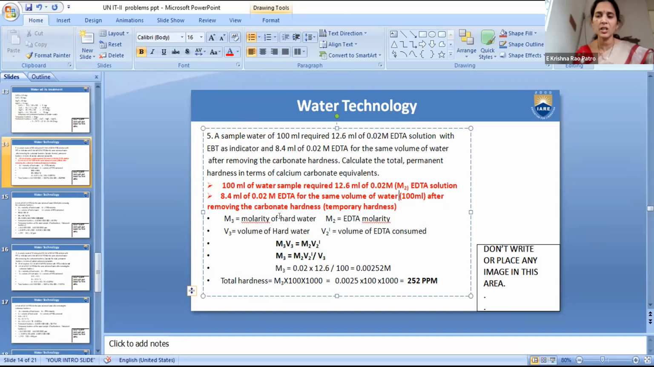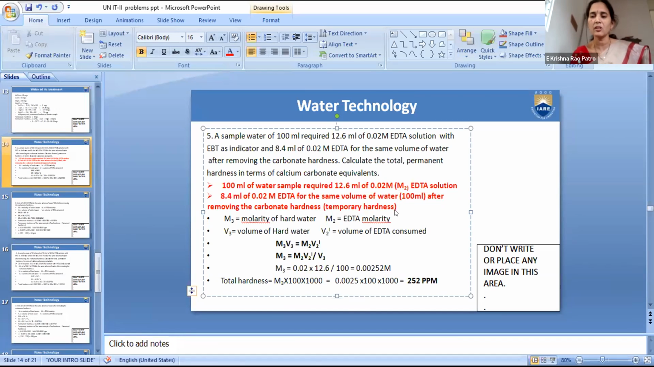Temporary hardness is also known as carbonate hardness. Permanent hardness is known as non-carbonate hardness. Now tell me the 4 permanent salts we discussed: calcium chloride, magnesium chloride, calcium sulfate, magnesium sulfate. Permanent hardness is also known as non-carbonate hardness. Is any carbonate there in permanent salts? No. So permanent hardness is non-carbonate hardness, and temporary hardness is carbonate hardness. The 2 temporary salts are calcium bicarbonate and magnesium bicarbonate.